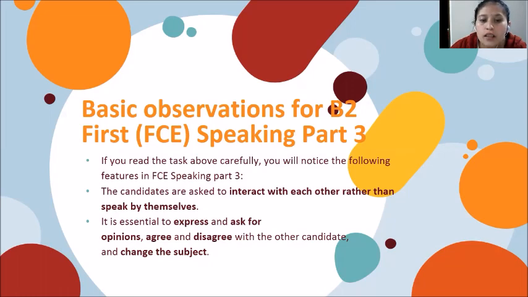If you read the task above carefully, you will notice the following features in FCE Speaking Part 3. The candidates are asked to interact with each other rather than speaking by themselves. It is essential to express and ask for opinions, agree and disagree with other candidates, and change the subject.